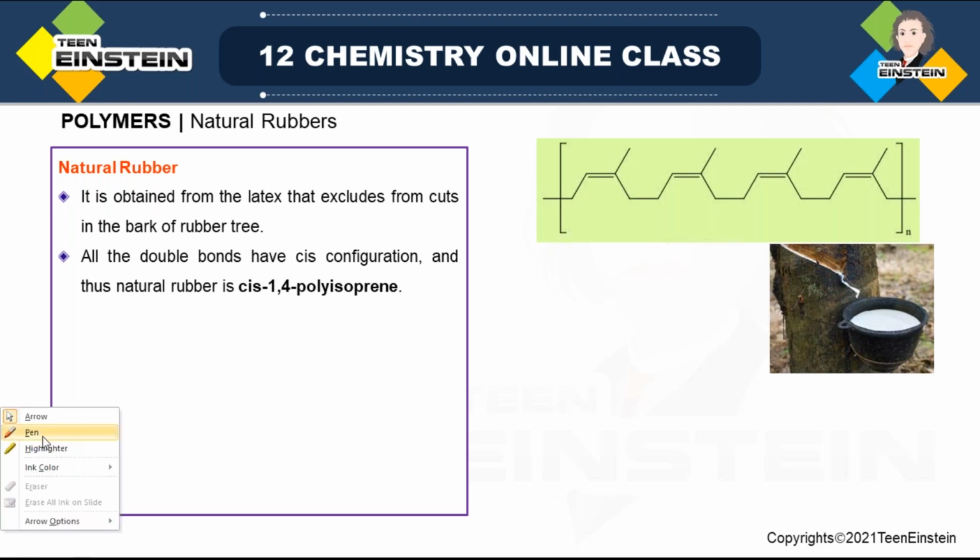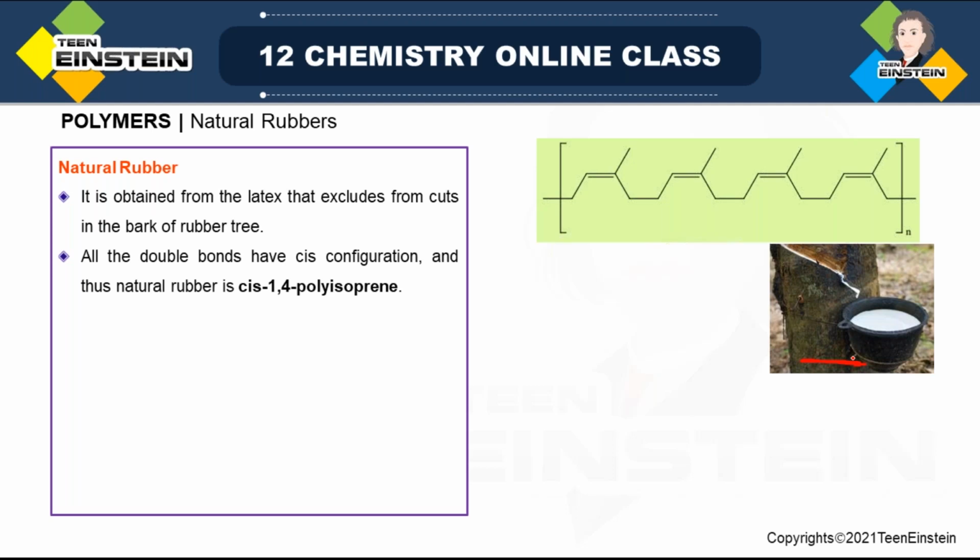Okay. So here you can see the picture. It is how it is obtained. It is obtained from the latex that exudes from cuts in the bark of the rubber tree, which is clear from this picture. And the polymer structure, as we can see here, only carbon and hydrogen, these two atoms are present. So this is a kind of hydrocarbon.